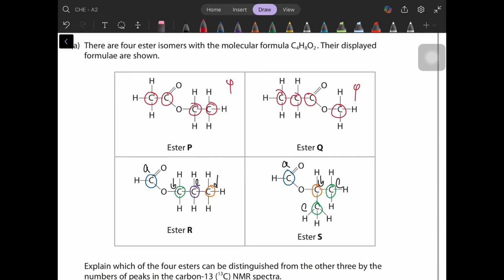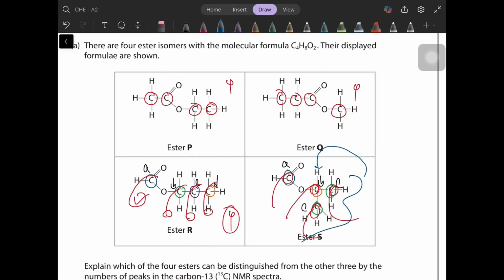So for ester R, you're going to have one peak for this, two, three, four. We are going to have four peaks over here as well. And for this one we're going to have one peak over here, one peak over here, and this one is going to have the same peak, because these two methyl groups are joined to a carbon with a hydrogen that is joined to an oxygen, right? So this environment and this environment are going to be the same. These two environments are going to be the same.